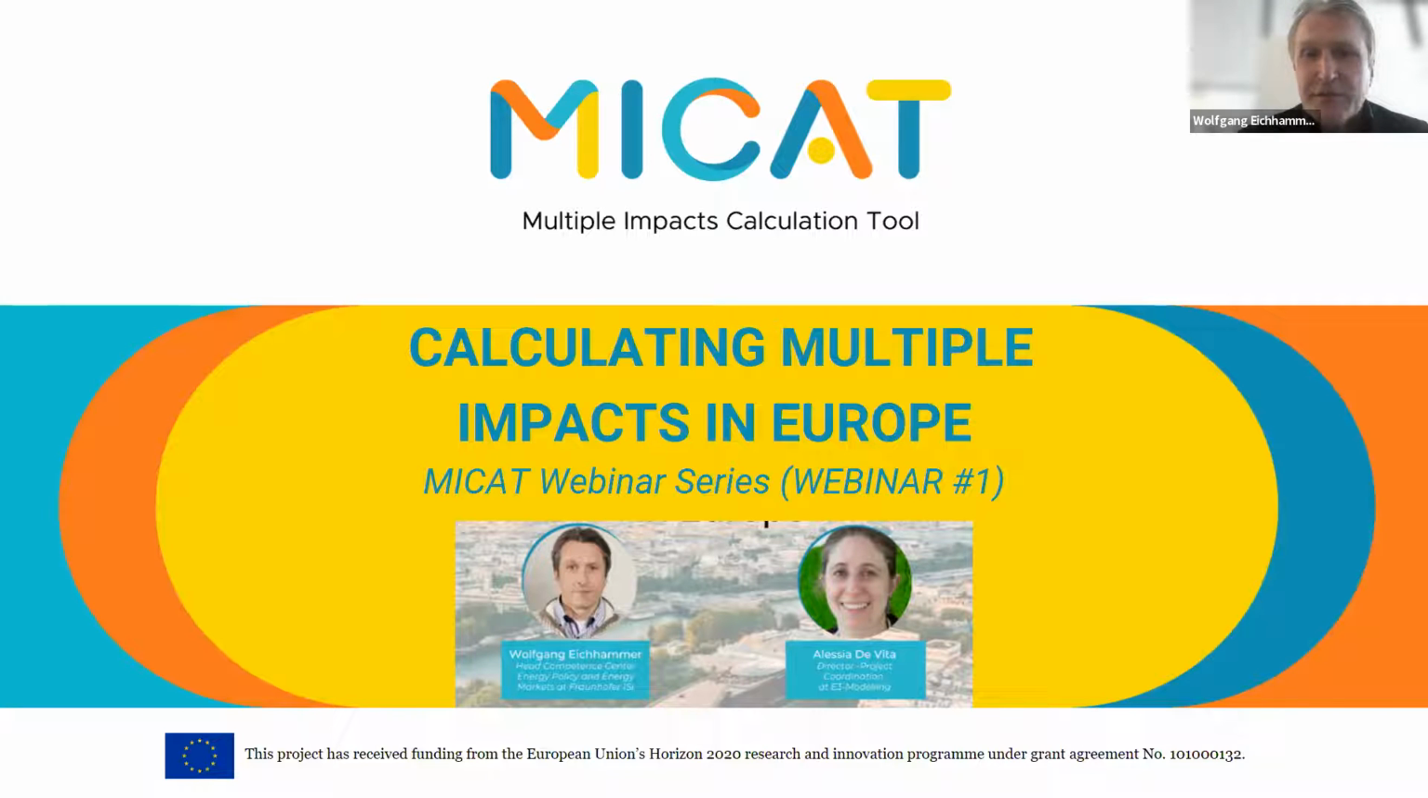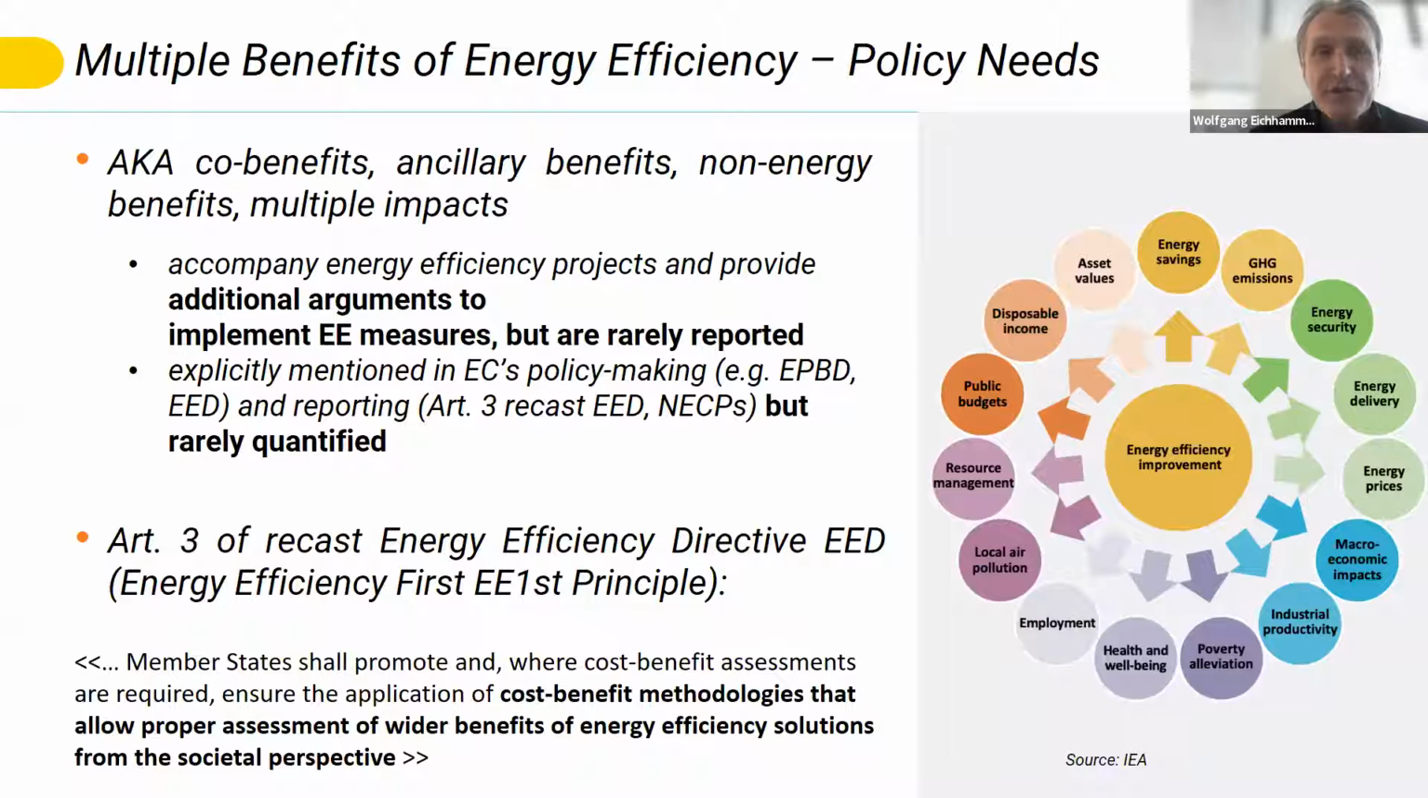My name is Wolfgang Eichhammer. I'm with Fraunhofer ISI in Karlsruhe, Germany, and this talk will be given together with my colleague Alessia De Vita from E3M. This is the first webinar in a series linked here to MICAT, and MICAT is about multiple impacts related to energy efficiency.